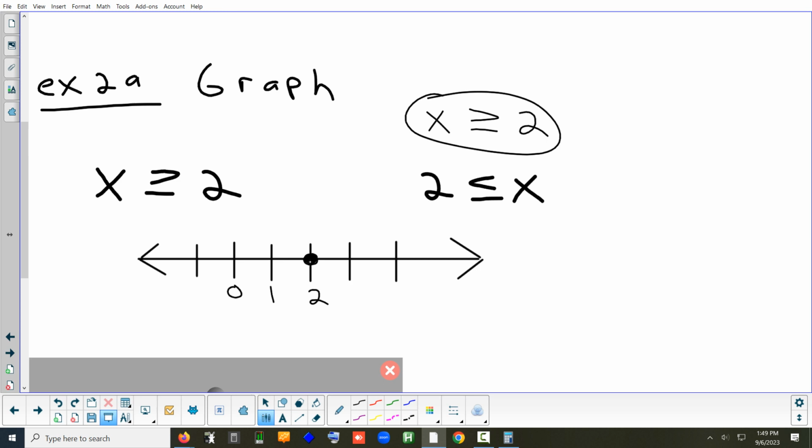So which way am I going to put my arrow? Yeah, perhaps to the right. Yep, shade it to the right. So I'm going to do it just like that. That's it. That's x is greater than or equal to 2.